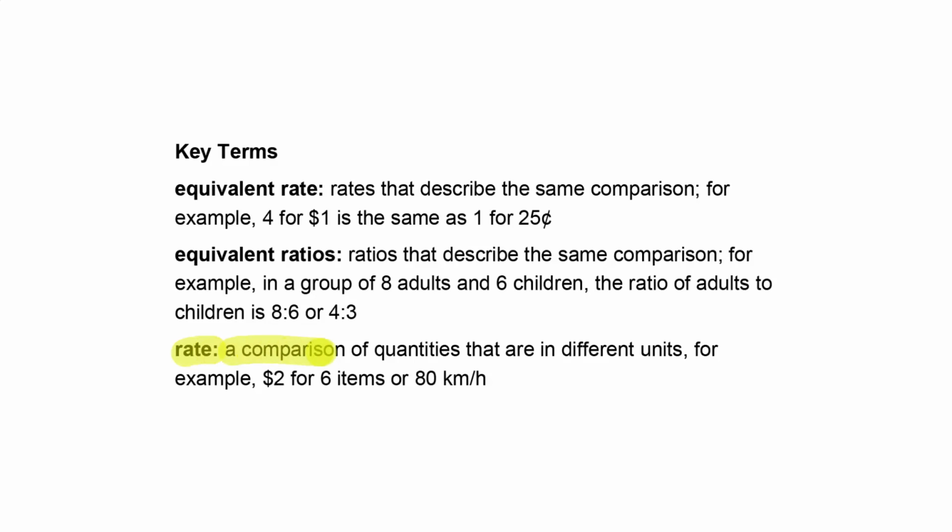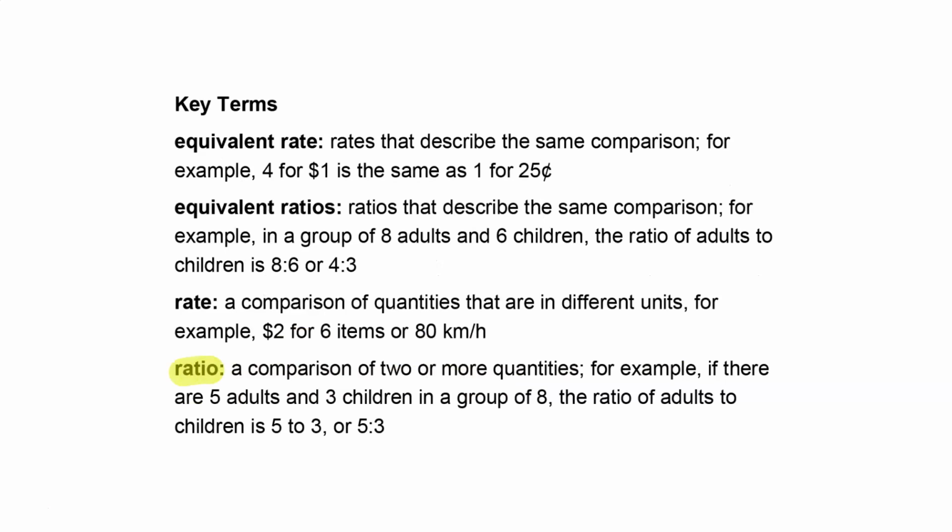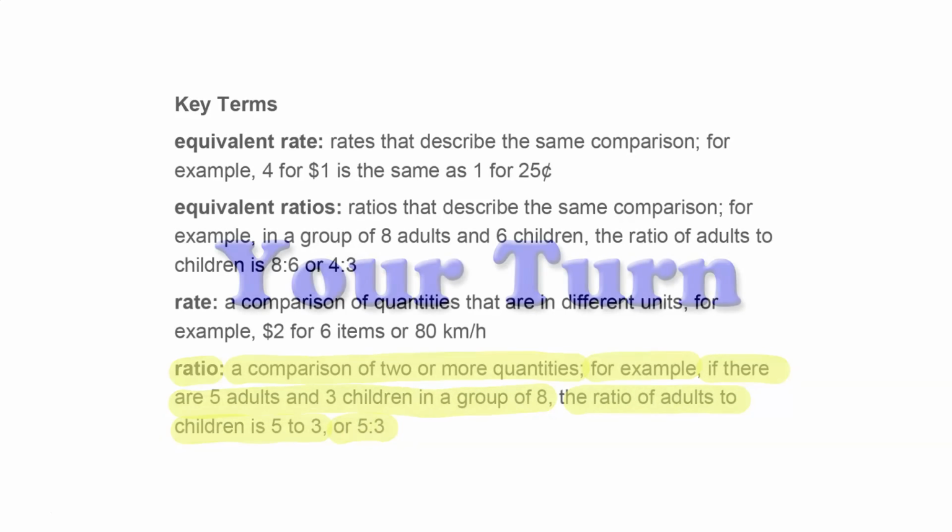Rate is a comparison of quantities that are in different units. For example, $2 for 6 items, or 80 kilometers per hour. Ratio is a comparison of 2 or more quantities. For example, if there are 5 adults and 3 children in a group of 8, the ratio of adults to children is 5 to 3, or 5:3. Your turn.